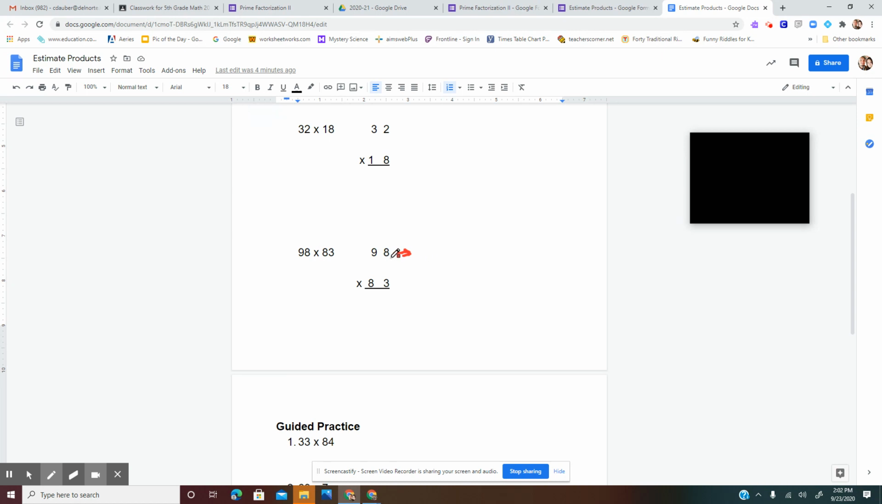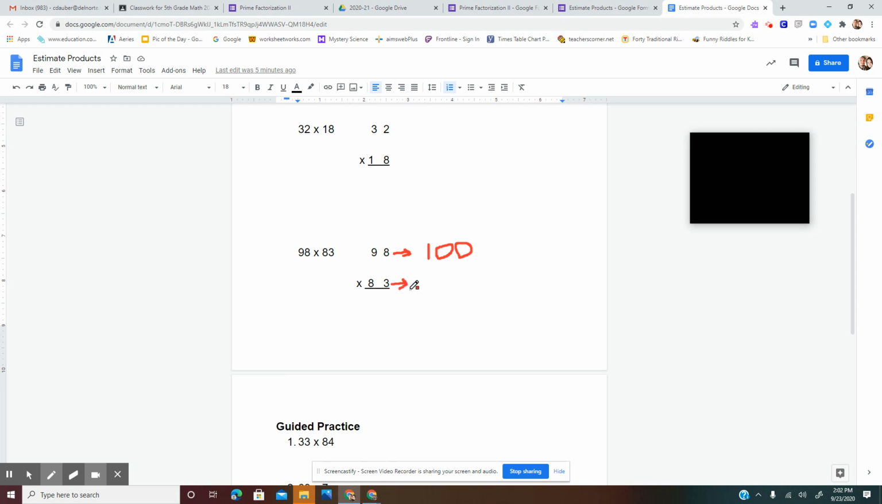So what two tens are on either side of 98? 98 is between 90 and 100. Is it closer to 90 or is it closer to 100? Well, it's only 2 away from 100, but it's 8 away from 90, so we round up from 98 to 100. Now we round the other factor, 83.